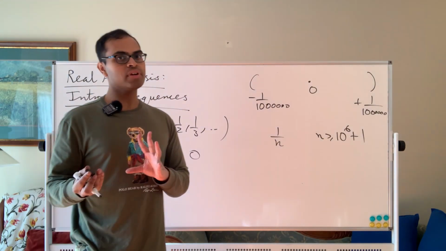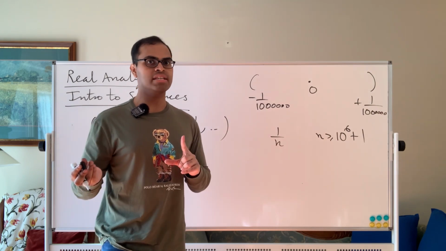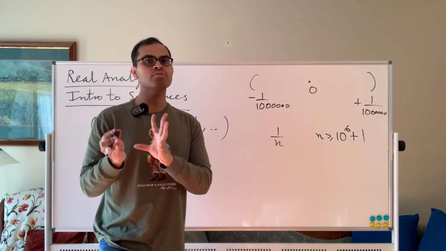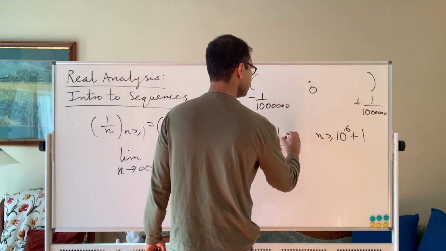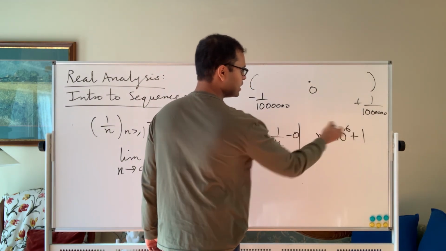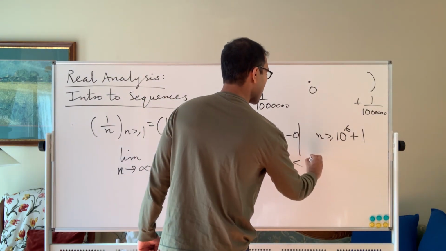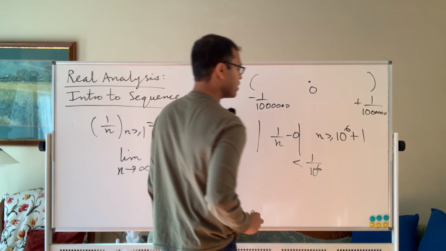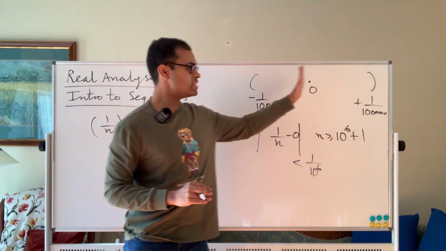So what is the distance from 1 over n to 0? Well, it's not the difference, because the difference could be negative. In this case, it's not negative if we take 1 over n minus 0. But in general, the distance between two numbers should be a non-negative number, so we use the absolute value. So the absolute value of 1 over n minus 0, for n at least 10^6 plus 1, is going to be less than 1 over 10^6. That means it's going to be in this interval around 0.